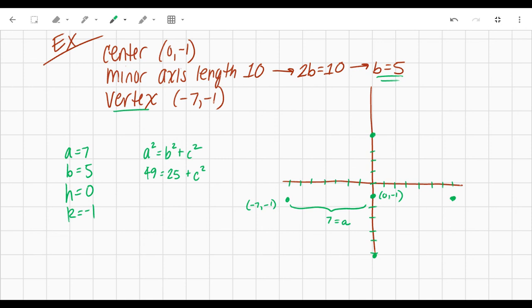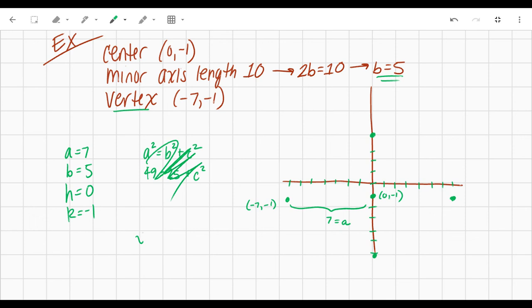Oh, we don't even need to find C. Never mind. It doesn't ask for the foci. It just asks for the equation. Okay, so that's it. We don't need those. We can just do our x minus h. So just x, right? H is 0.